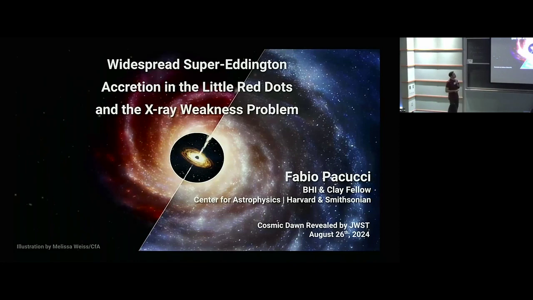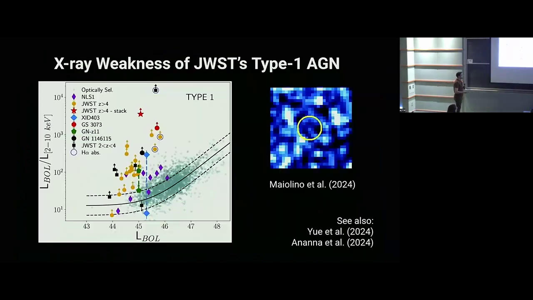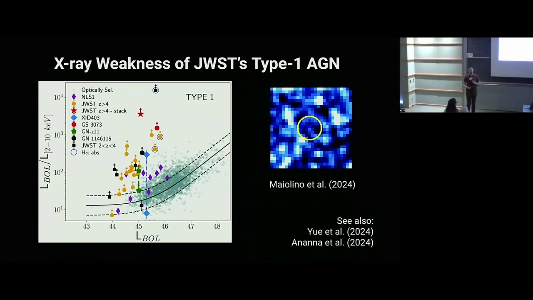Today my talk will be about the possibility that Super-Eddington accretion may explain the X-ray weakness of the little red dots. We have all already heard several talks about the little red dots. I will just stress that JWST type 1 AGN are generally undetected in the X-rays, even in stacking analysis, leading to the so-called X-ray weakness problem.